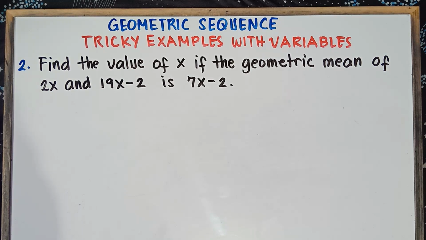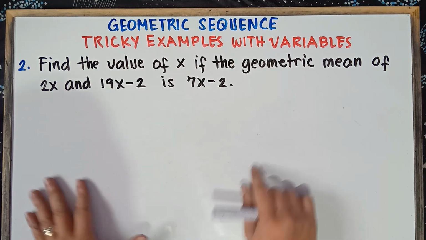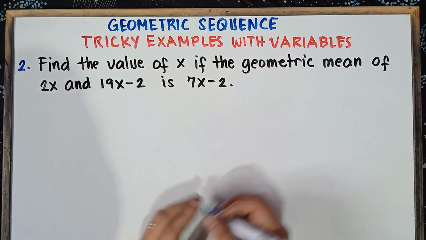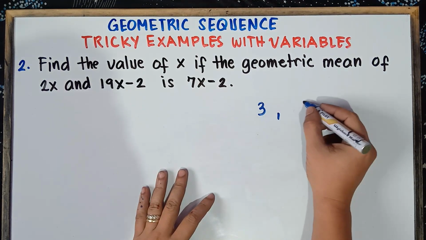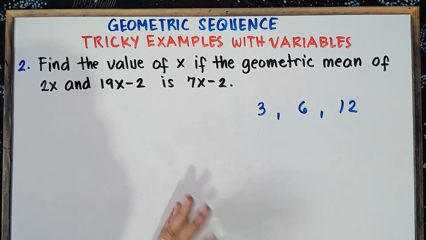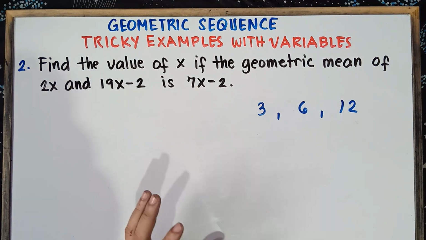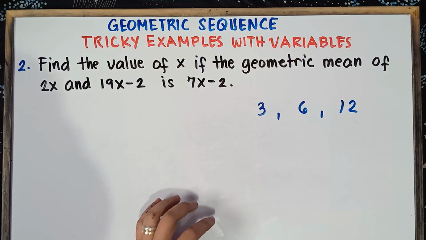Alright, so for number 2, find the value of x if the geometric mean of 2x and 19x minus 2 is 7x minus 2. So let's have a basic example, class. If I say 3, 6, and then 12, can we call this one a geometric sequence? Yup, we can call this one a geometric sequence.